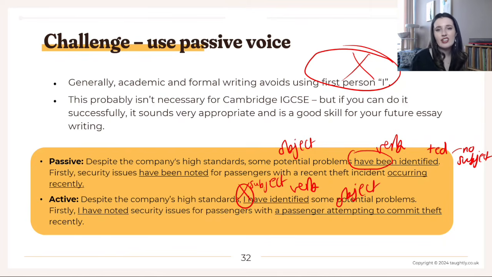But if you can do this and it's quite easy and you're like, yeah, I understand passive voice. Yeah, of course I can avoid using first person I. Do it. I think it would get you a higher mark. So let's read through the full example here.